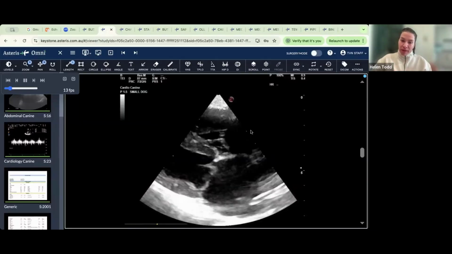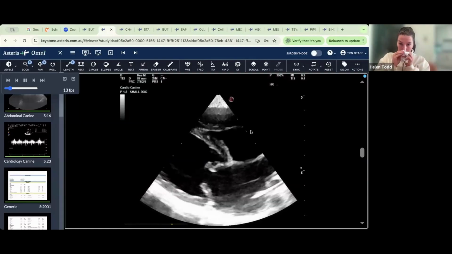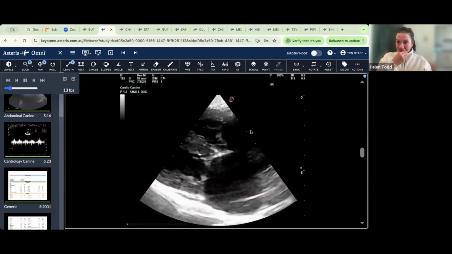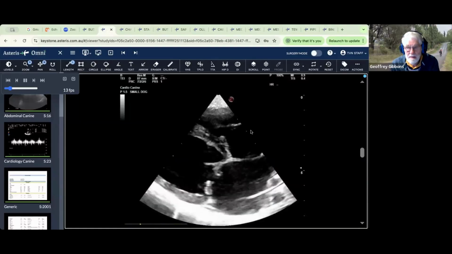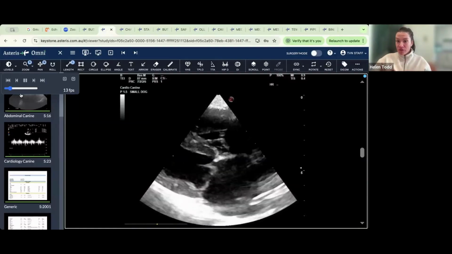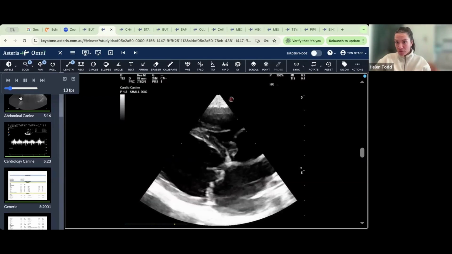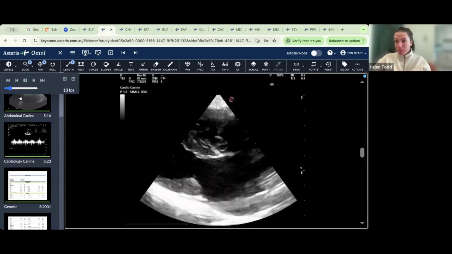Would anyone want to make a comment on the contractility? It's not as good as it should be. Yeah, so subjectively, we could say. So in this view, we can get a lot of information even before we've taken any measurements, just subjectively. And like I say, these principles can absolutely be applied to a POCUS exam.